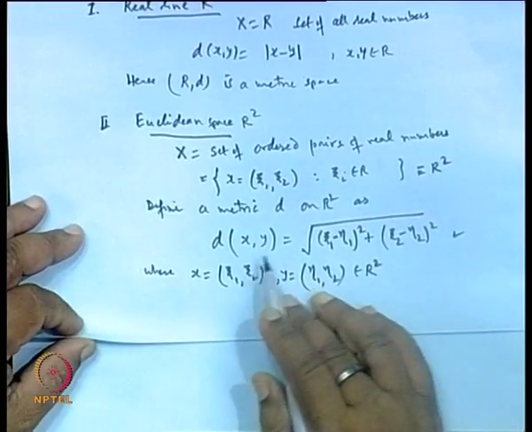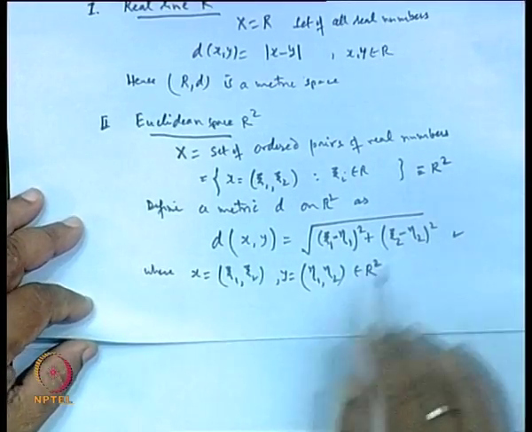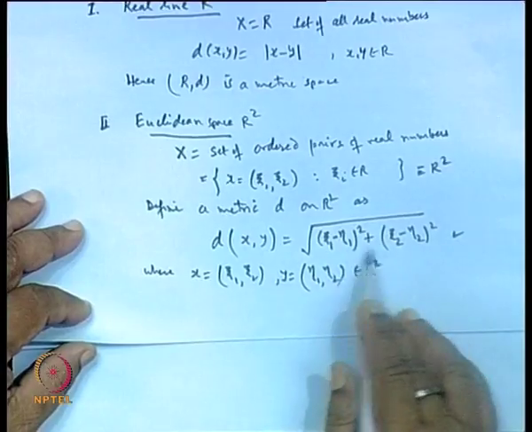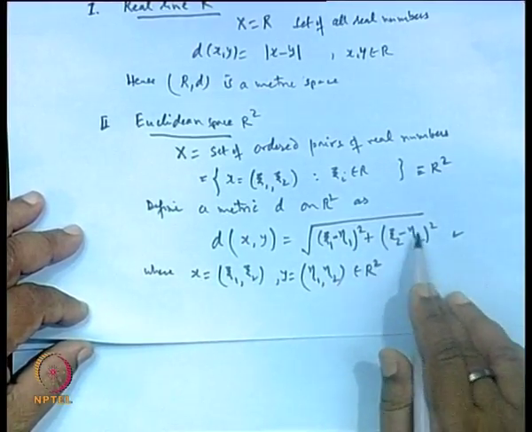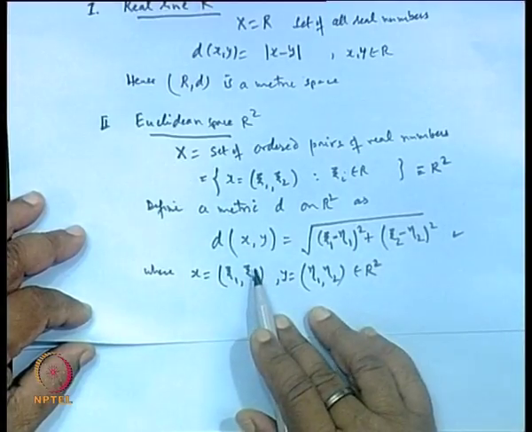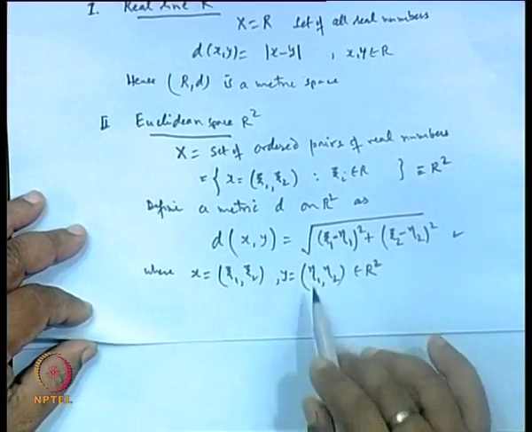Then d(x,y) is the same as d(y,x), which is obviously true because of the square. If I interchange xi1, eta 1 and xi2, eta 2, it will not affect the whole thing, and we get d(x,y) is the same as d(y,x).